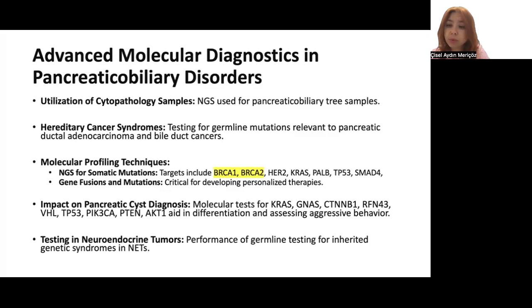This strategic approach not only enhances our diagnostic accuracy, but also fosters tailored treatment plans and significantly improves patient management and outcomes in pancreatic diseases.